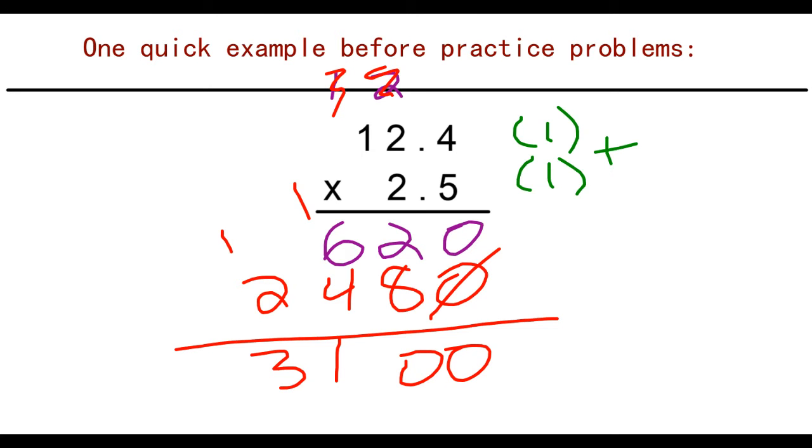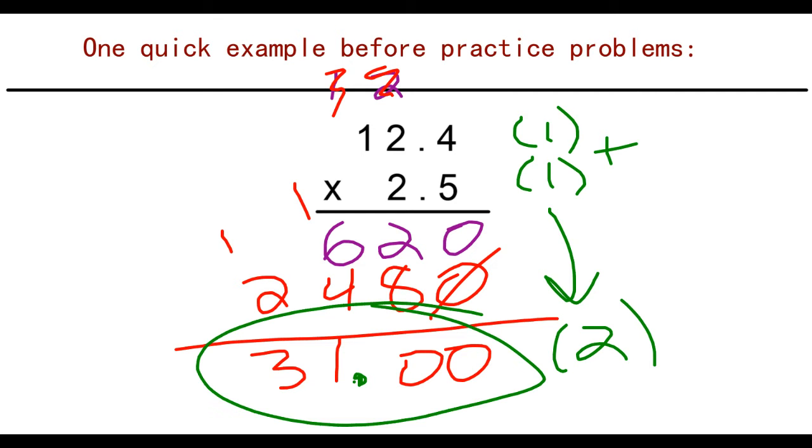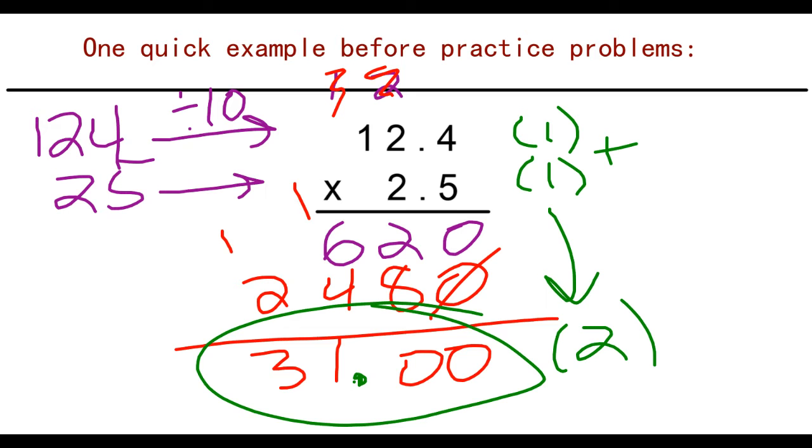Now when it comes to our decimal points, we have 1 in the first factor, we have 1 in the second factor, so therefore we need to have 2 decimal places in the product to get 31 as our eventual product. Why? It's because comparing 12.4 to 124, we divide by 10 or move the decimal point 1 place. Comparing 2.5 to 25, we divide by 10 and move the decimal 1 place. And since we do that twice for our factors, we do that twice in our products.